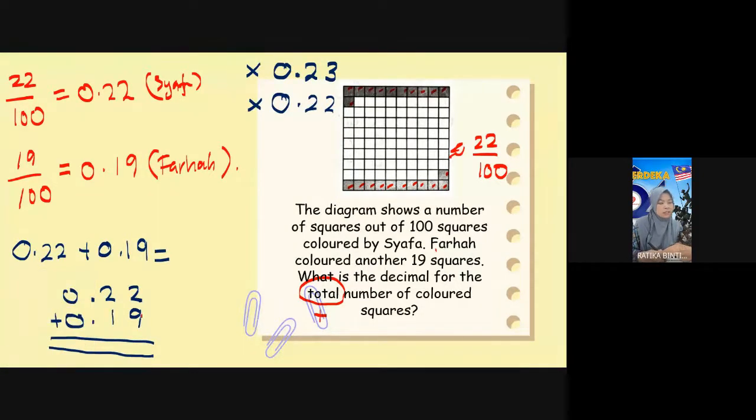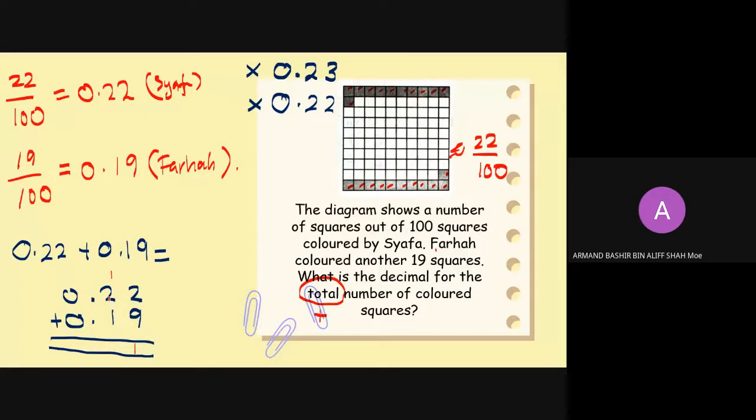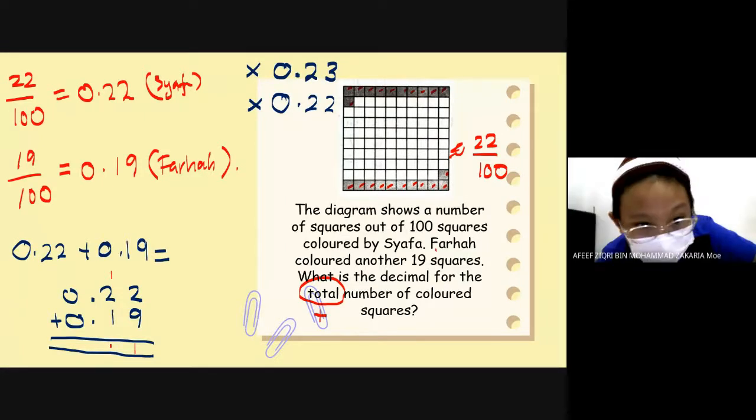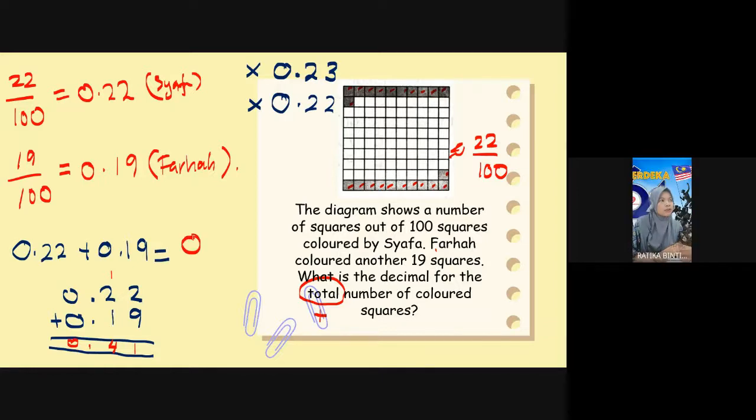So, 9 plus 2? 11. Satu bawah, satu banyak. So, 2 plus 1 is? 4. So, the answer is 0.41. So, both answers are wrong. Ini awak just baca daripada gambar kan? Awak tak kira lagi kan this one? So, both these answers are wrong.